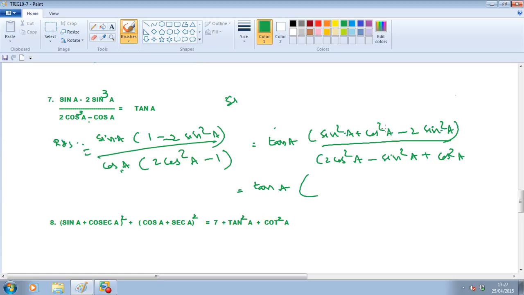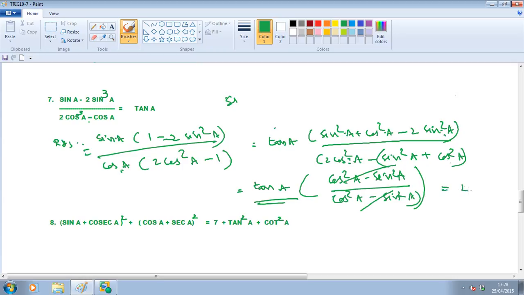One sin square A will go, so the numerator becomes cos square A minus sin square A. In the denominator 2 cos square, sorry, this has a bracket, minus this one. Cos square A, this is also minus cos square A, this becomes cos square A. So divided by cos square A minus sin square A. So this will get cancelled. It is equal to tan A, which is the RHS, right hand side.